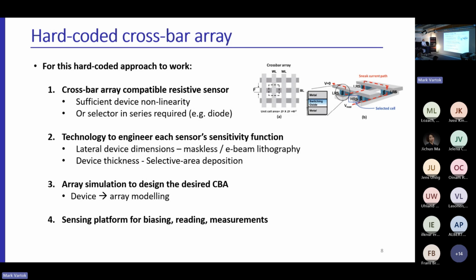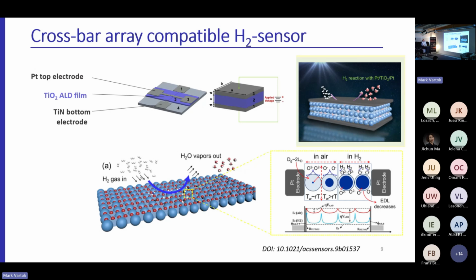And then you need a simulation to estimate where to deposit what kind of thickness to get the desired function. In this example, we are using a titanium oxide-based hydrogen sensor. This is a very simple MIM structure with a titanium nitride bottom electrode made by PVD, a titanium oxide film made either by ALD in our lab or DALP in this lab right over here, and a platinum top electrode, also PVD.